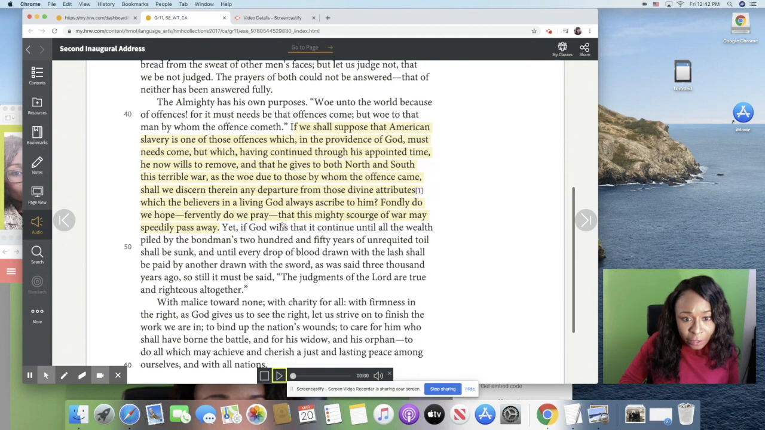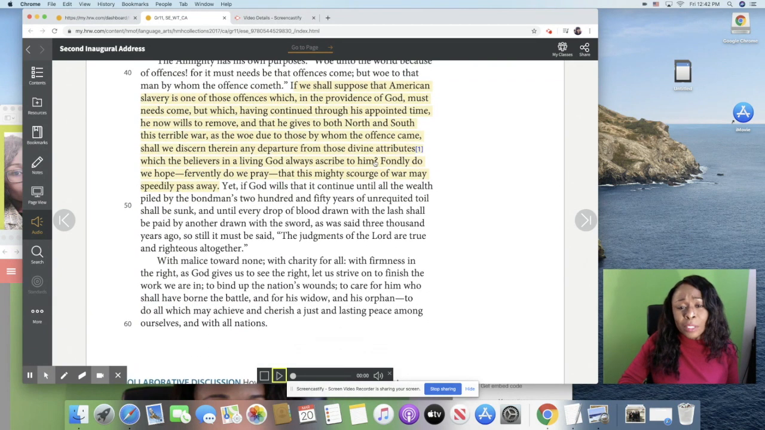Here, what Lincoln normally does, he's really known for using parallel structure in his speeches. And so he says, fondly do we hope, fervently do we pray that this mighty scourge of war may speedily pass away. And it sounds poetic. A lot of times when you use parallel structure, and then there's also this rhyme scheme that's here, pray, may, away, it becomes just an example of good writing.